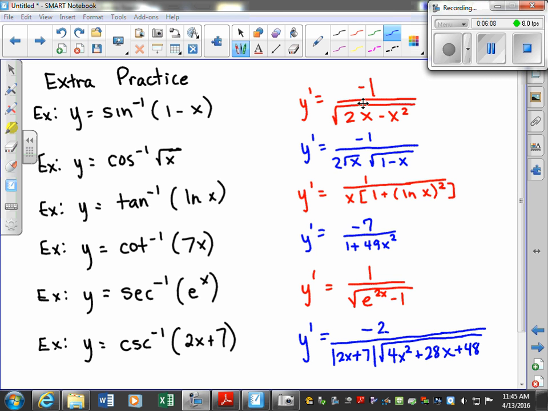Okay, so I alternated colors just so they wouldn't run together a little bit. So this is for the first example, second, third, fourth, fifth, and sixth. So those are solutions you can check yourself with.